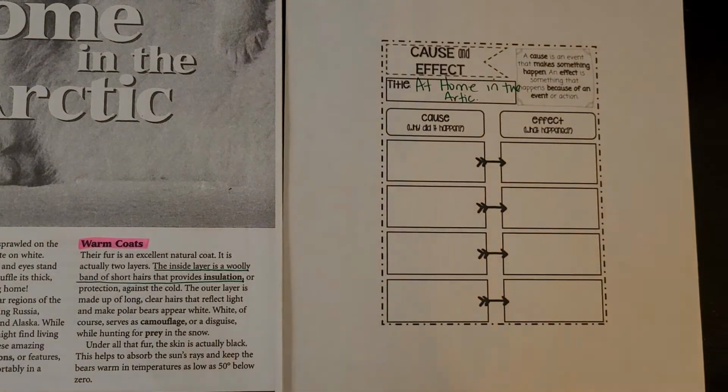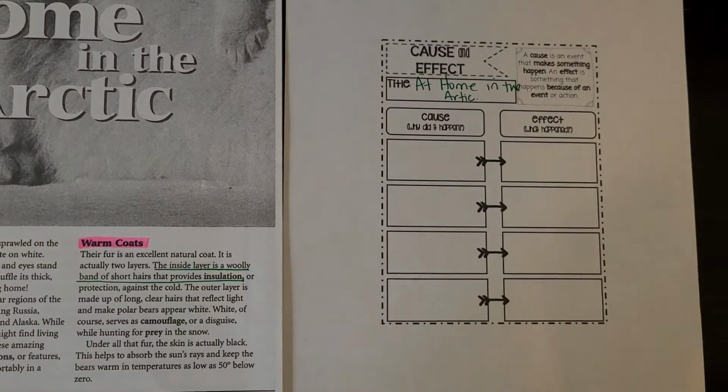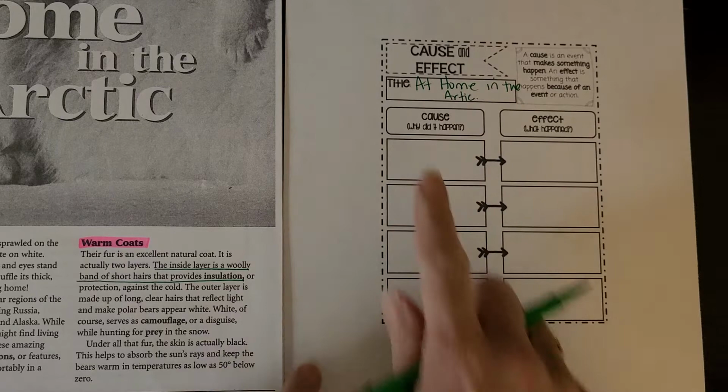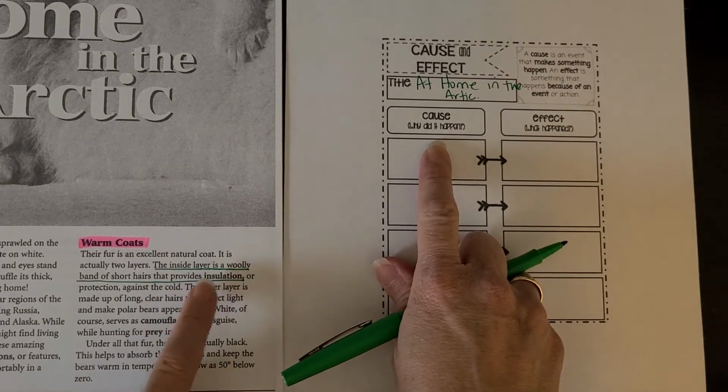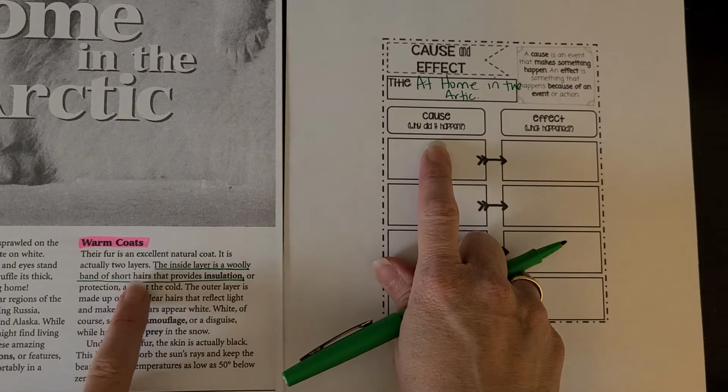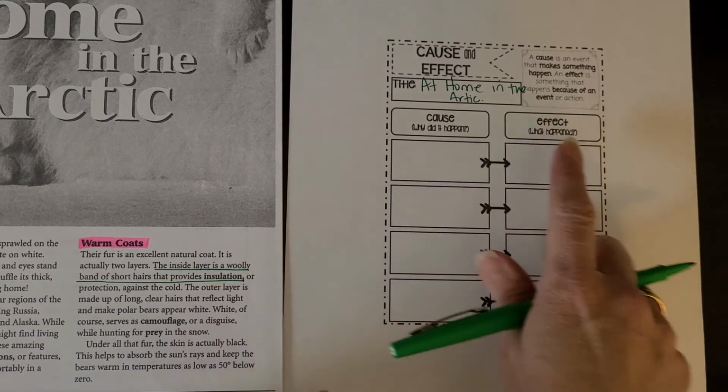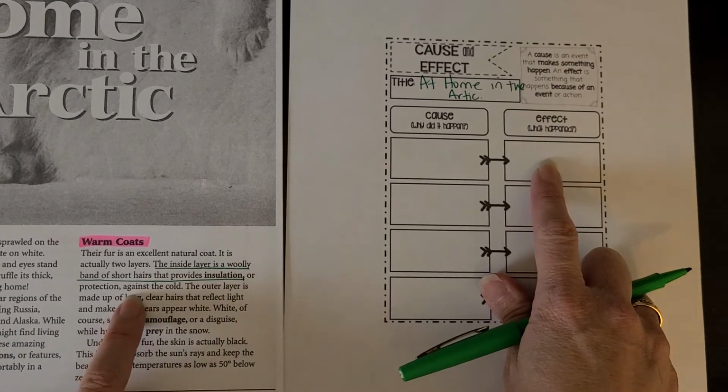But because of that, polar bears are then protected against the cold. So the cause is that they have an inside layer that provides insulation, and the effect is that they are protected against the cold.